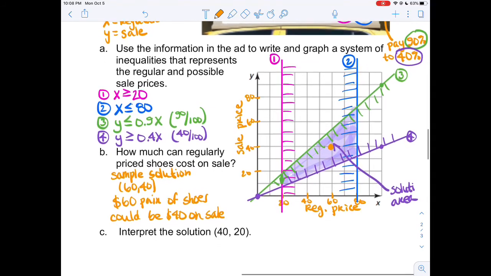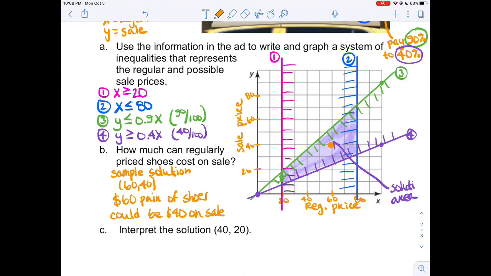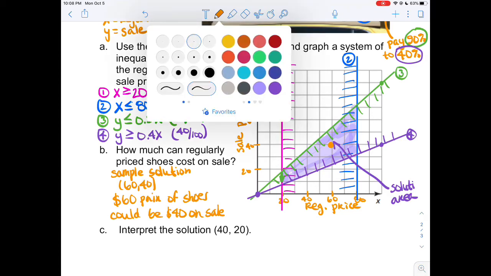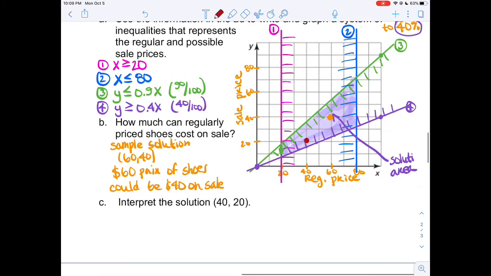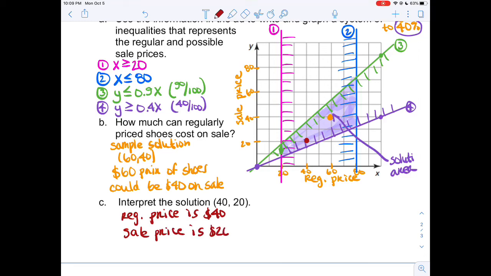All right. Finally, we're asked to interpret the solution 40, 20. So 40, 20, let's plot that right here. So that means that the regular price is $40 and the sale price is 20. So let's just say that. Regular price is $40, the X value, and the sale price is $20. So that one's half off.